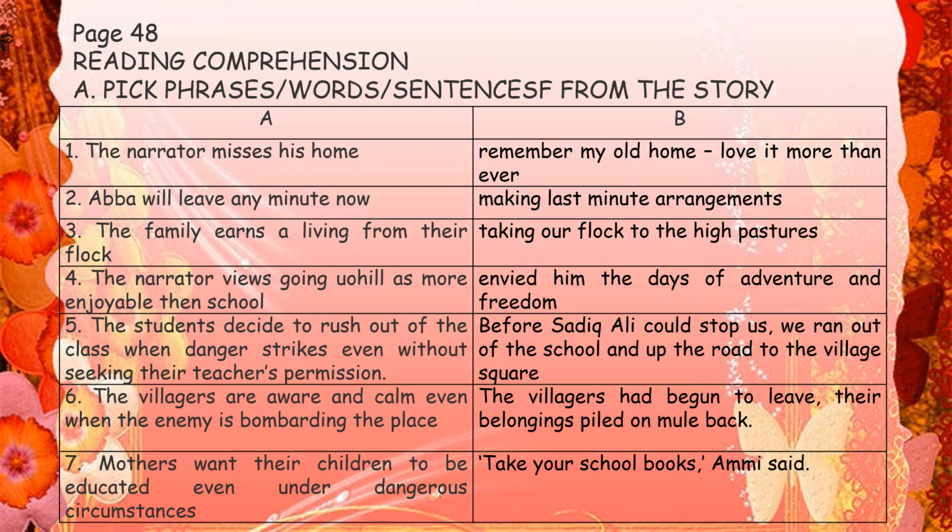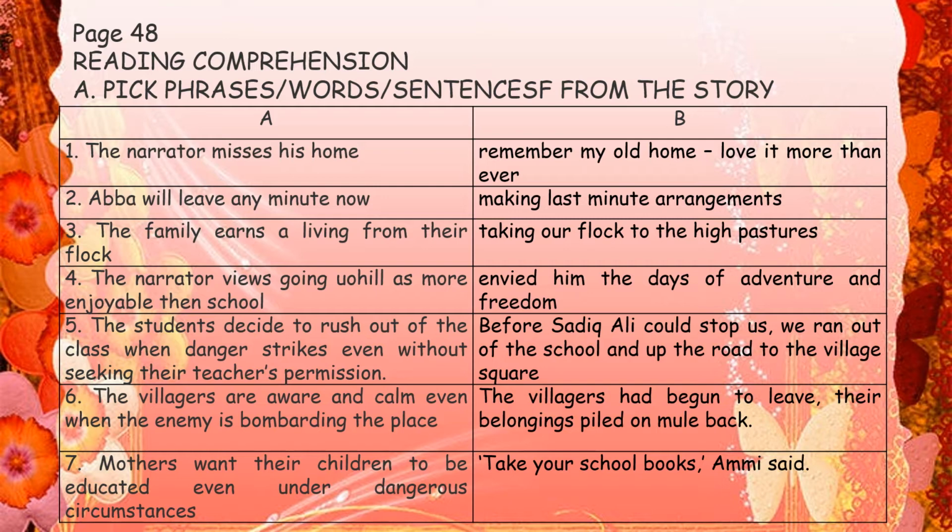Fourth one, the narrator views going uphill as more enjoyable than school. He envied the days of adventures and freedom of Usman. Fifth one, the students decide to rush out of the class when danger strikes even without seeking their teacher's permission. So before Sadiq Ali could stop us, we ran out of the school and up the road to the village square.